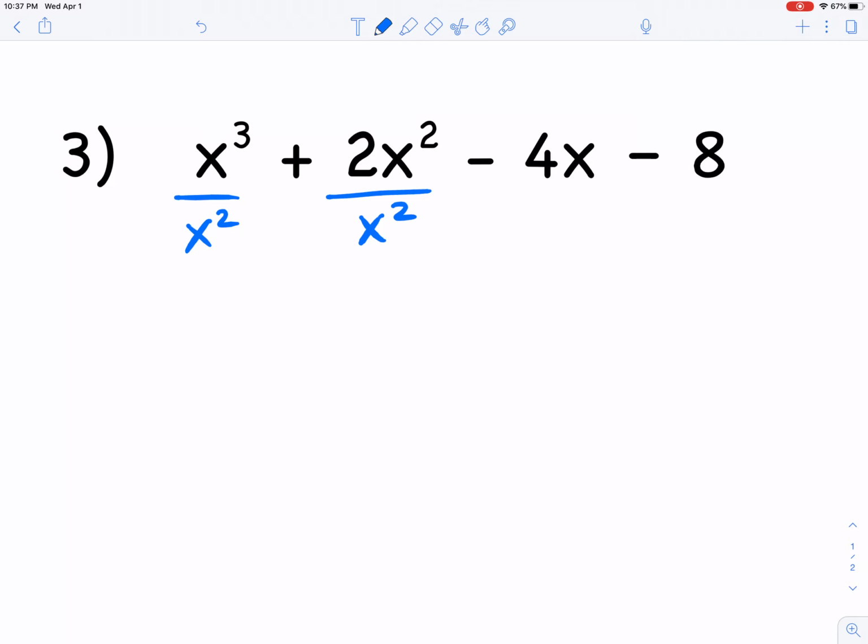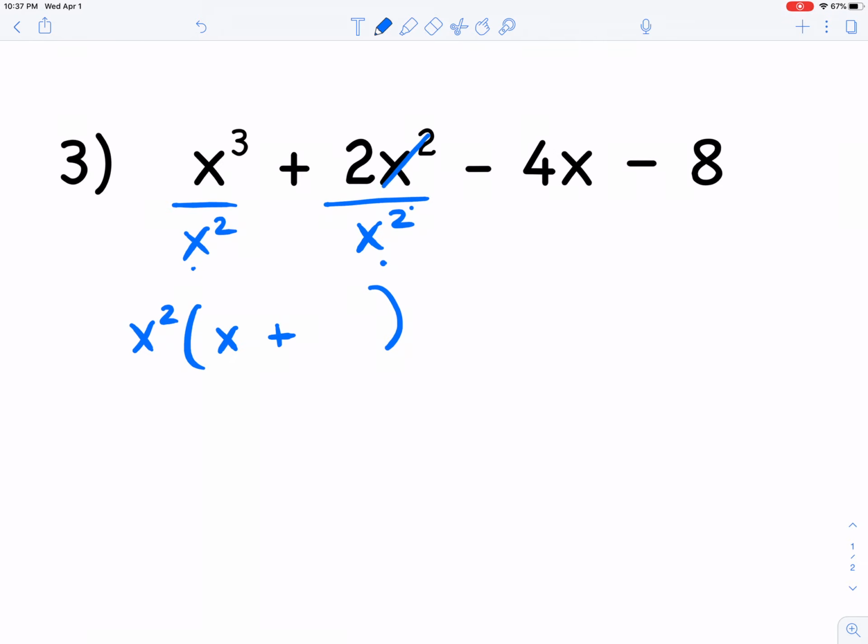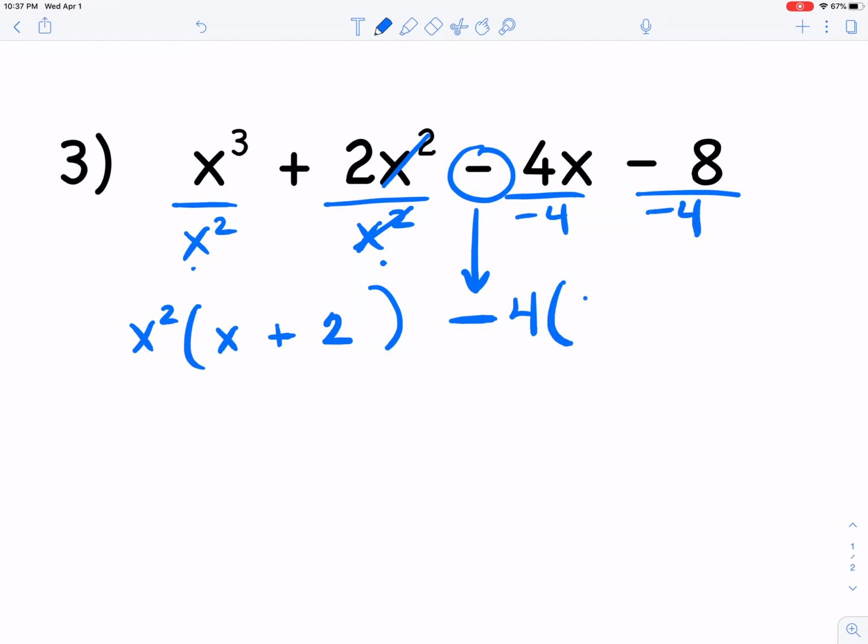So this first group, that x squared that I'm dividing them both by, that's what goes in front of the parentheses, whatever you divide them both by. Then x cubed divided by x squared is x. 2x squared divided by x squared is 2. Bring down that minus sign. What could we divide both of these by? 4. But we have that negative there, so I divide both by negative 4, and I get x plus 2.